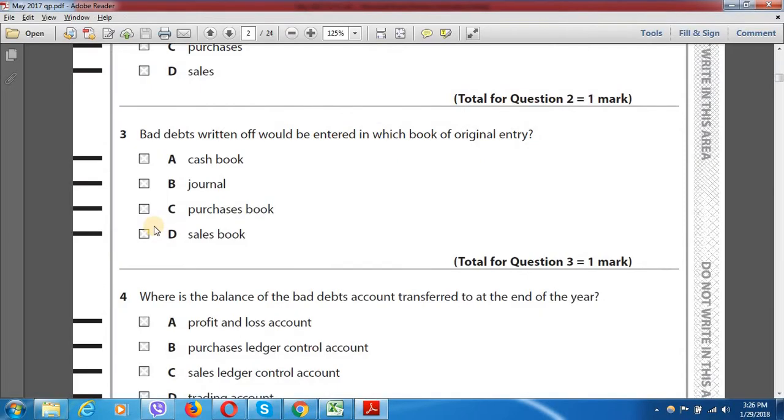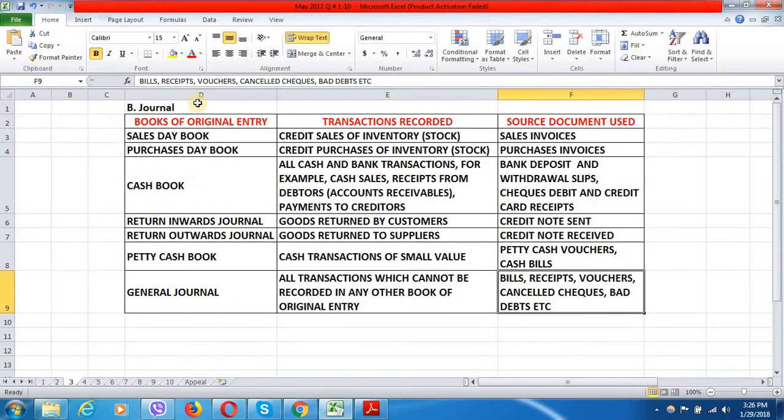Next. Number 3. Bad debts written off would be entered in which book of original entry? Option A. Cash book, B. Journal, C. Purchases book, D. Sales book. The answer is B.